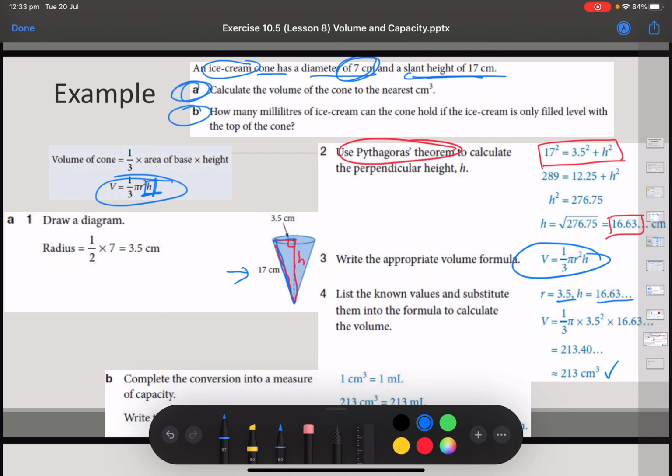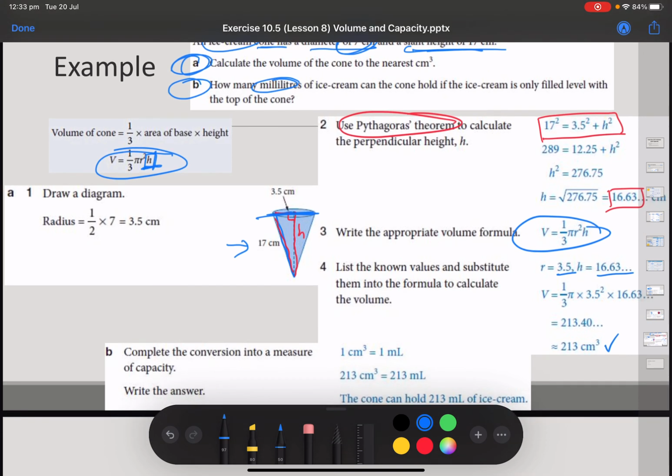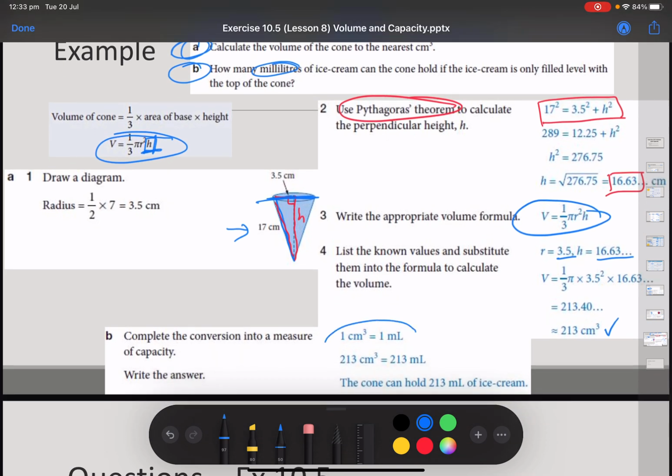Looking at part B, how many milliliters of ice cream can the cone hold if the ice cream is only filled level with the top of the cone? So we're not exceeding the top, we're just filling in what can fill into the actual cone. So again, we know that 1 centimeter cubed equals 1 milliliter. So that means 213 centimeters cubed equals 213 milliliters, which means the cone can hold 213 ml of ice cream.